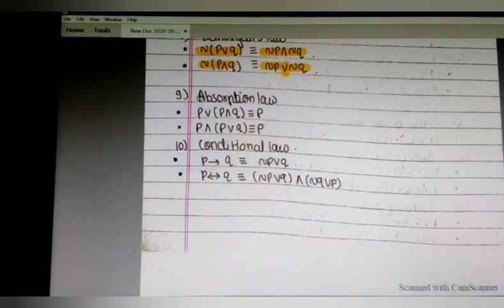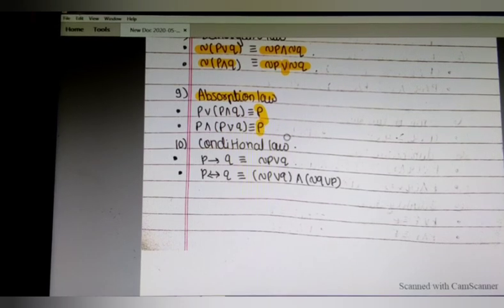Next law we are going to study is absorption law. So P and (P or Q) will become P, and P or (P and Q) will become P. It can be verified by using simplification.